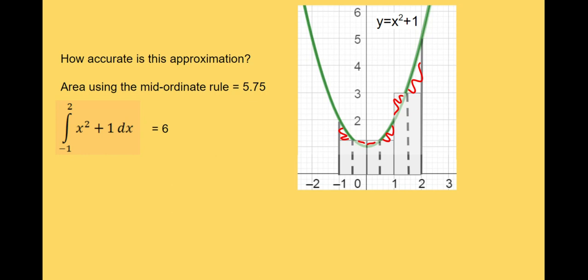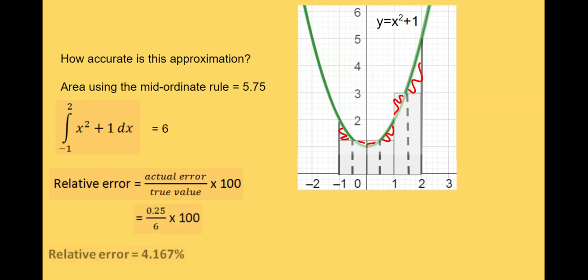So we can see it's a value of 0.25 out, but our relative error we find by dividing the actual error by the true value, then multiply by 100 to turn it into a percentage. That's our calculation, and our relative error is 4.16%.